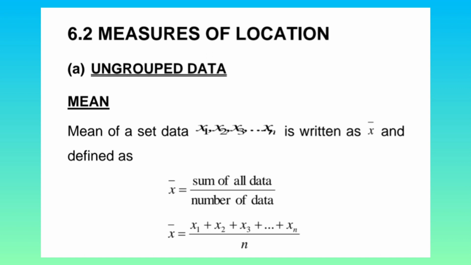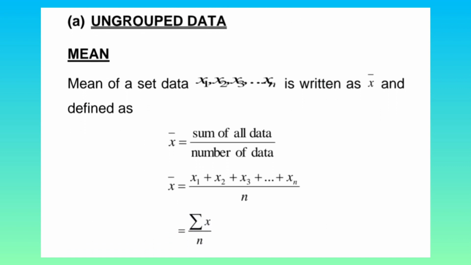Okay, next we move to the second subtopic, measures of location. The first one is about ungrouped data. We want to find the mean. We have a formula here to find the mean. The formula is x bar is equal to the sum of all data divided by the number of data, summation of x divided by n.